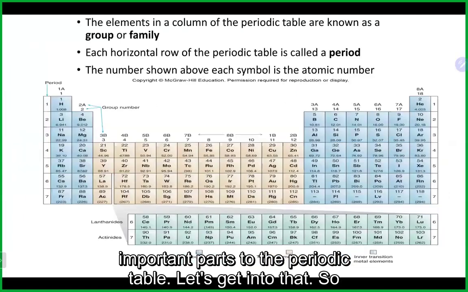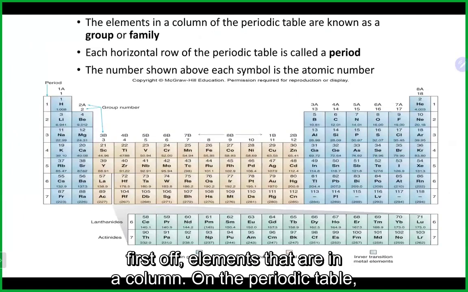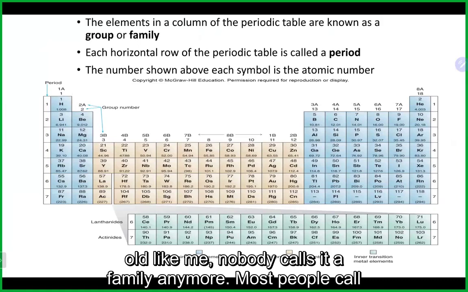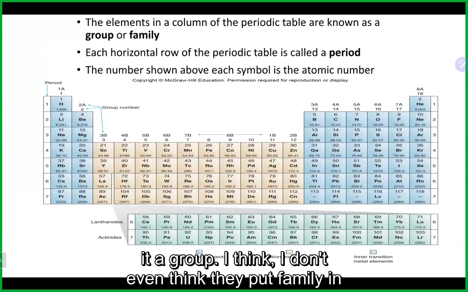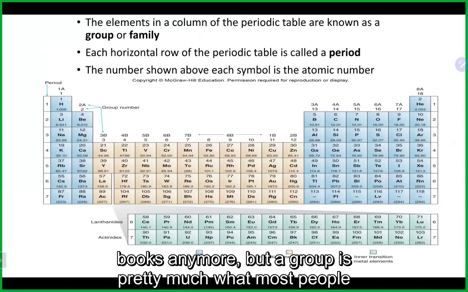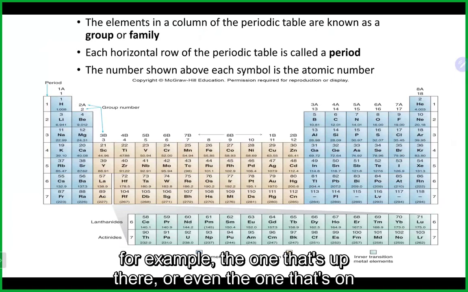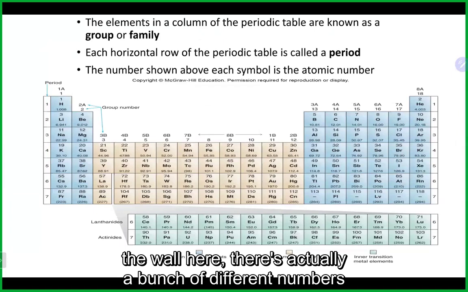Let's get into that. First off, elements that are in a column on the periodic table are referred to as a group or a family. If you're really old like me, nobody calls it a family anymore. Most people call it a group. I don't even think they put family in books anymore. But group is what most people roll with these days. When you look at the periodic table, for example the one up there, or even the one on the wall here, there's a bunch of different numbers that you see up on top.